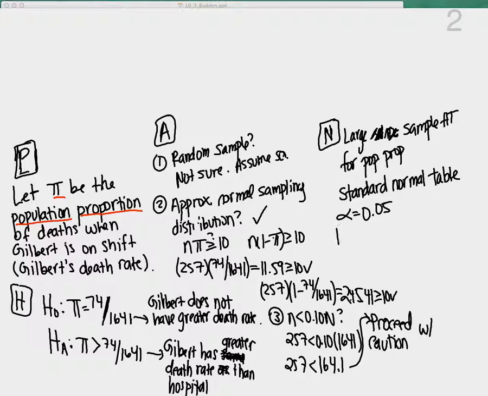Okay, and then the last thing that you have to tell me is the number of tails on the test. That all depends on your alternative. So this right here, because it's a greater than, means we have an upper tailed test. If it was less than, that would be lower tailed. If it was not equal to, that would be two tailed. So it's either upper tailed, lower tailed, or two tailed.